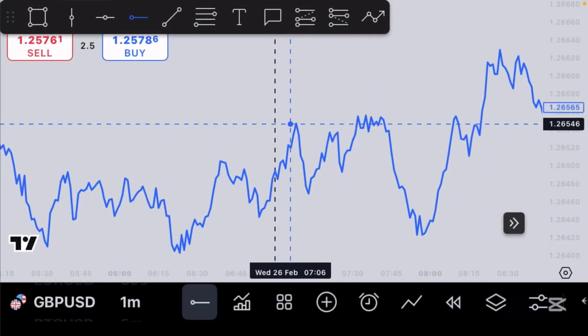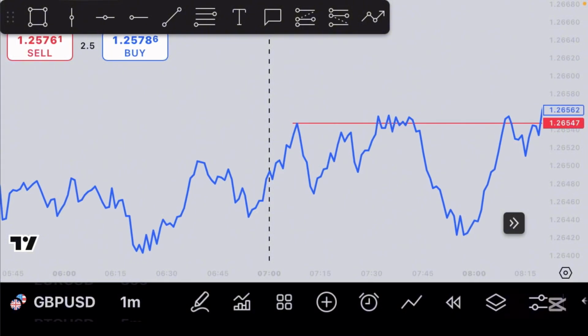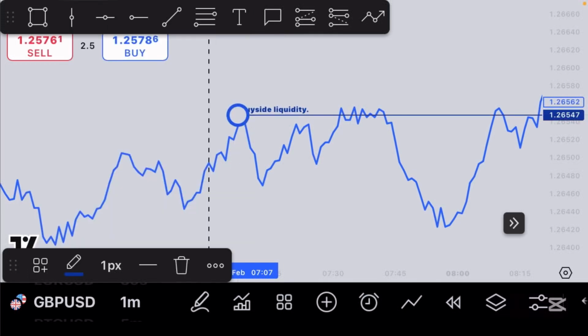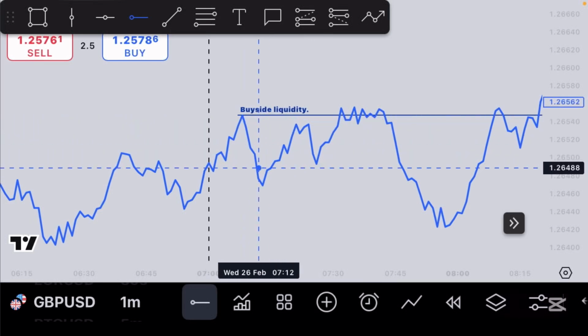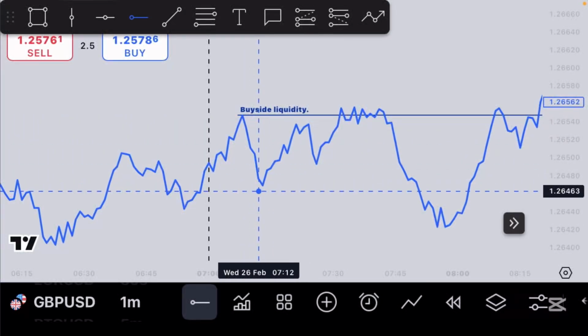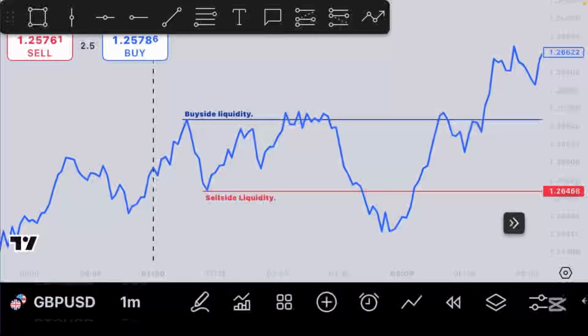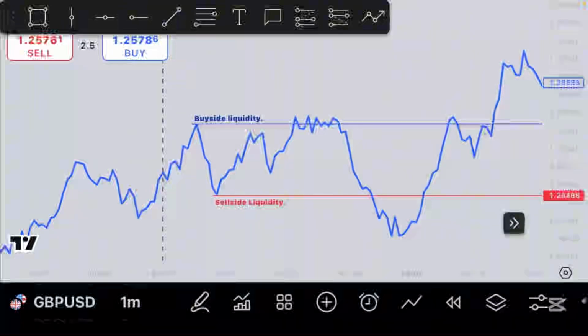So this is the high here. It creates the first high, so we note that as our buy side liquidity, and it trades from the buy side liquidity down here and creates a sell side liquidity right here. So when we are bullish, I want to see the price take out buy side first before taking out sell side. But when we are bearish, I want to see the sell side being taken first.